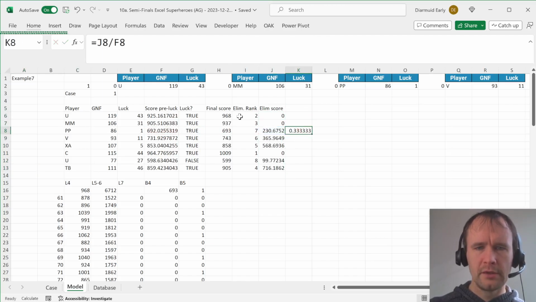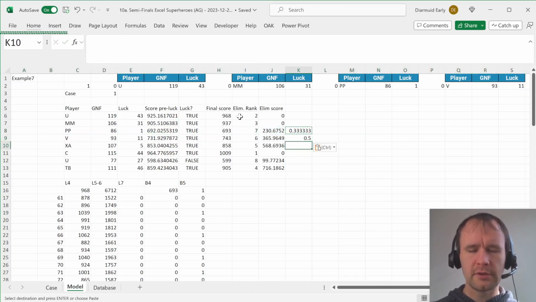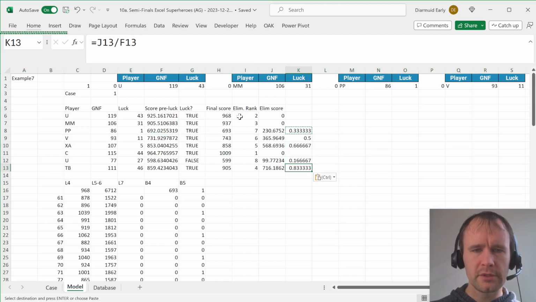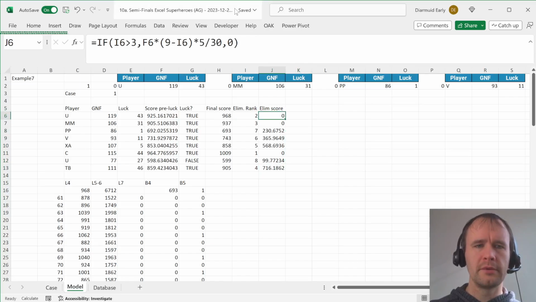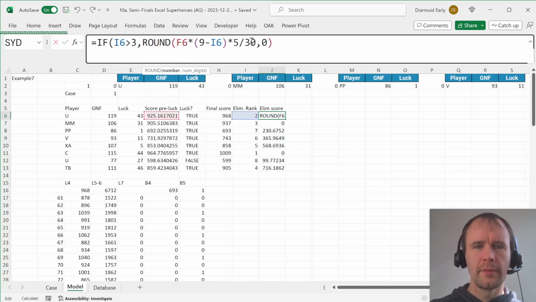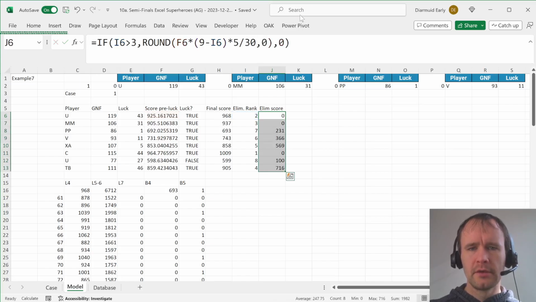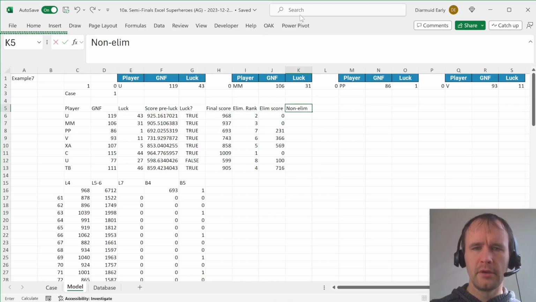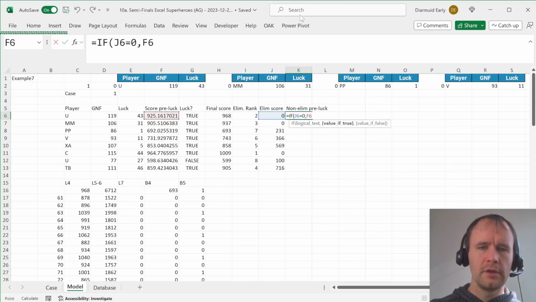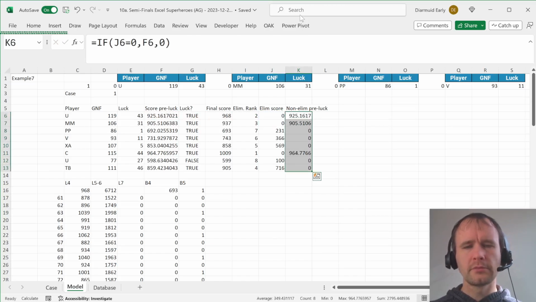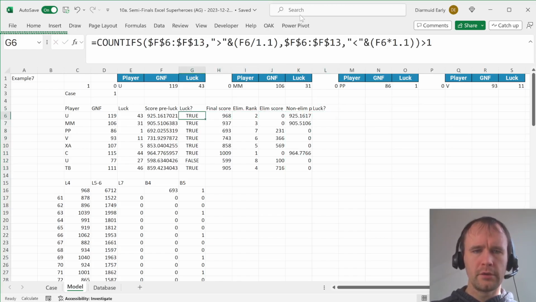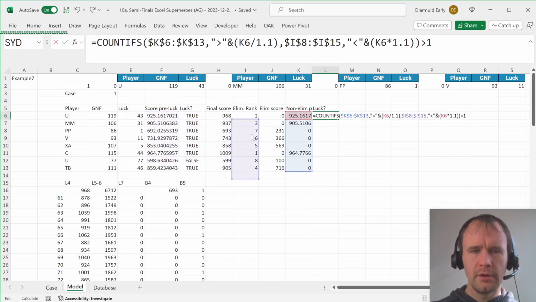So say that over that. The person who comes 7th gets 10 minutes, which is a third of the time. Person who comes 6th gets 5 minutes, gets 15, which is half the time, two-thirds of the time, 1/6, 5/6. Yes, I think that's working. So then we just need to round these to 0 decimal places. So then non-elimination pre-luck is going to be if this equals 0, then this, otherwise 0. Then luck is going to work basically the same as before. So we can copy this, put it across, but now point to here and here.